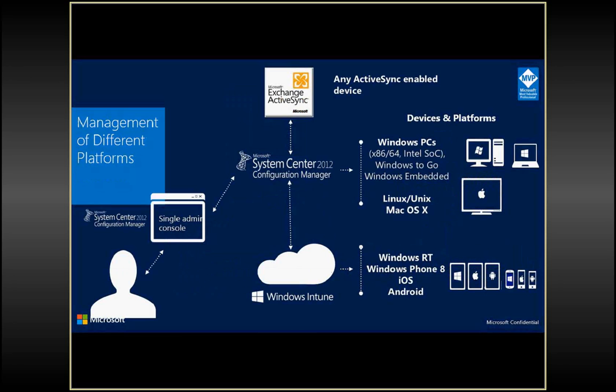With Windows Intune integrated to Config Manager, and also Exchange ActiveSync integrated to Config Manager, you have a single admin console from Config Manager, which gives you information from all your Windows PCs, Linux, Unix machines, Mac OS X devices, and also those mobile devices. And that information from those mobile devices can come via Exchange ActiveSync or from Intune.